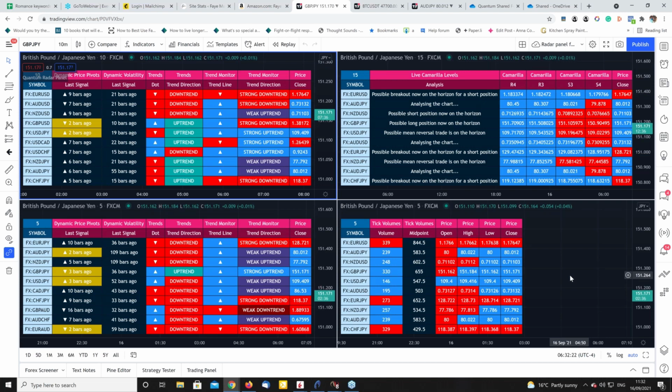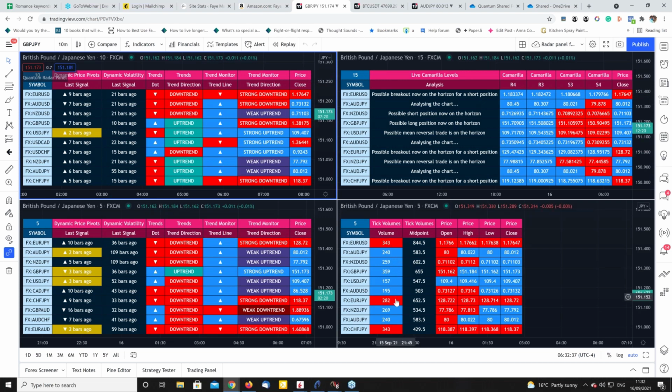And you can also, up here, have the Camarilla levels. So basically what I've got here is just with pivots, volatility, and the trends. This one is with Camarilla. This is another one with trends, and this one is just with the tick volume on as well.